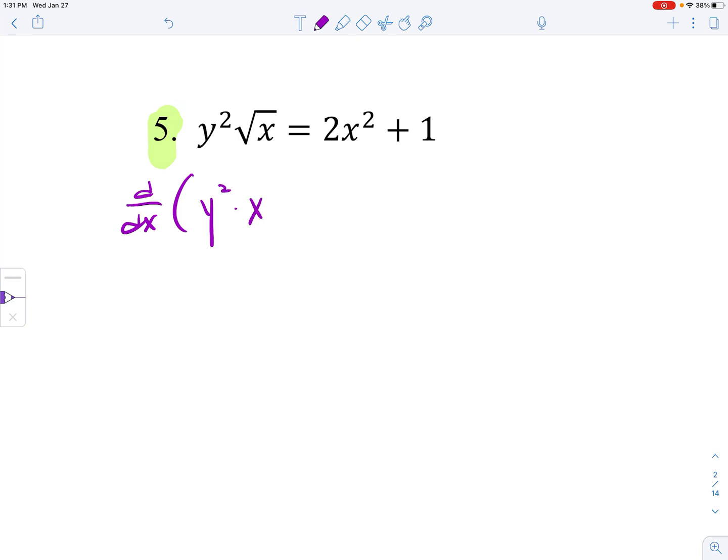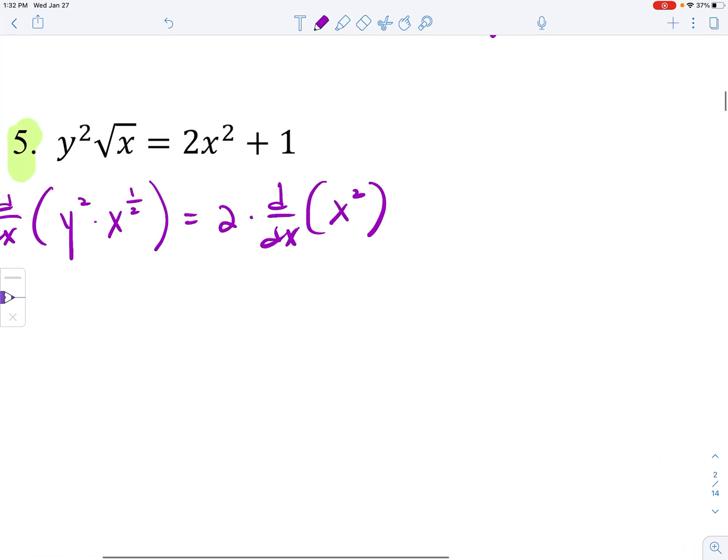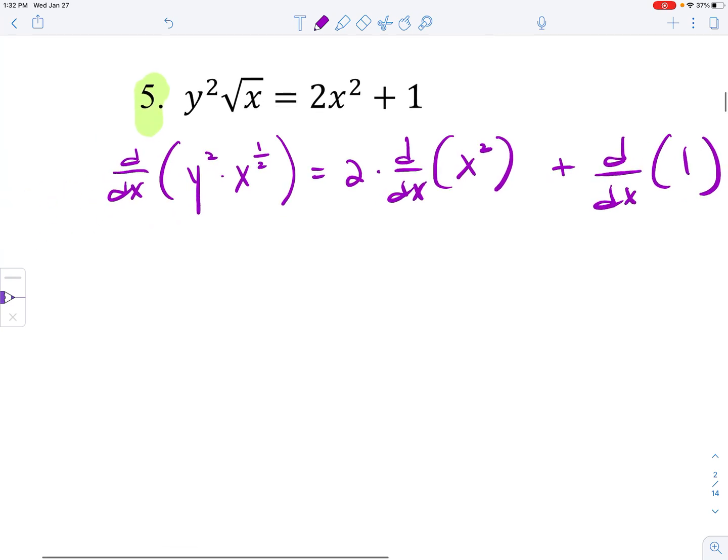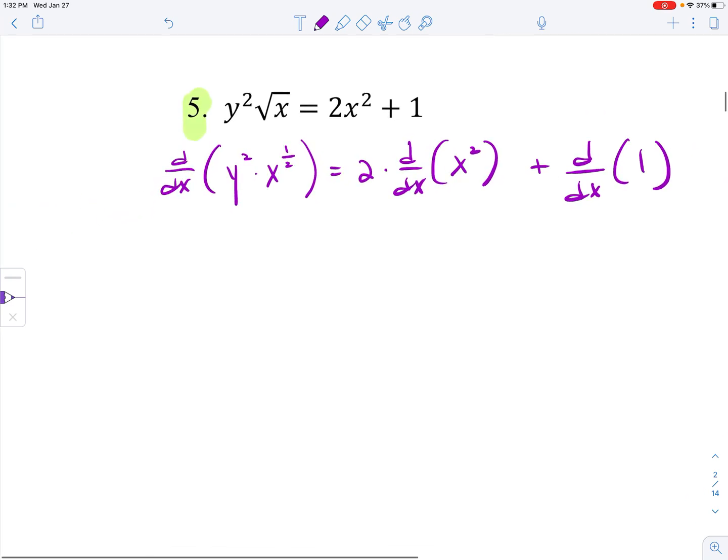Okay, so number 5, same first step, stating that I'm differentiating with respect to x. I'm going to rewrite the square root of x as x to the 1/2 power. Pulling the 2 out from the x squared.